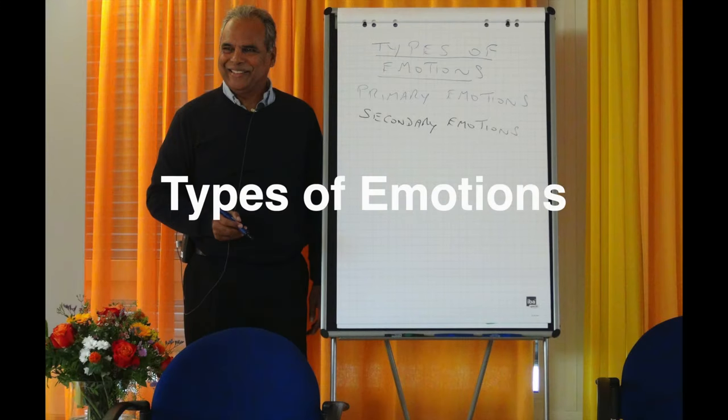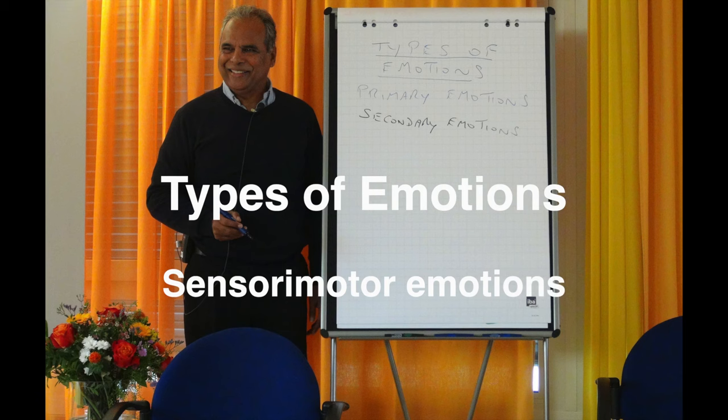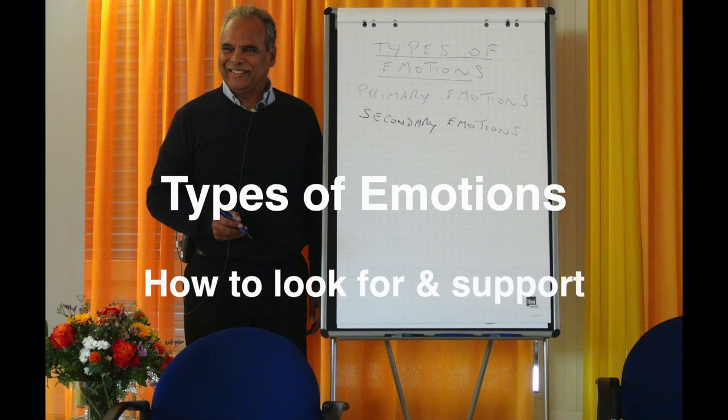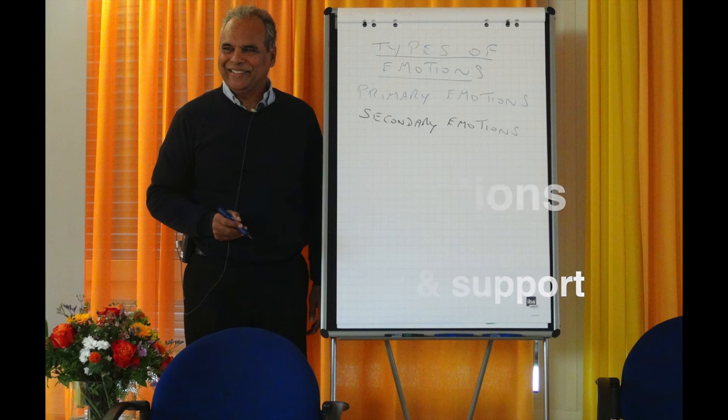Then we look at different types of emotions, including sensory motor emotions, the always present but often overlooked sensory motor emotions. If we learn how to look for them and support them in people, we can always find emotions to implement the emotional embodiment strategy in every situation that the client has difficulty with that they come to us for help.